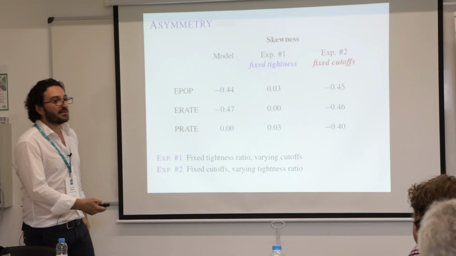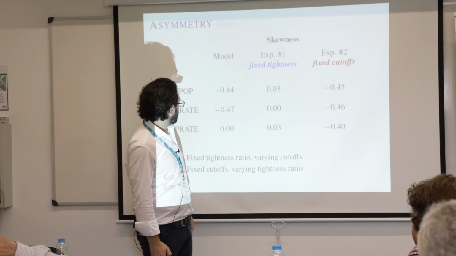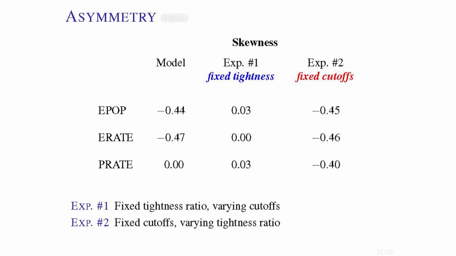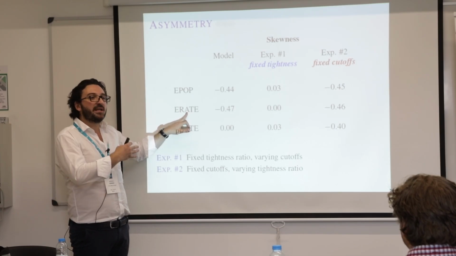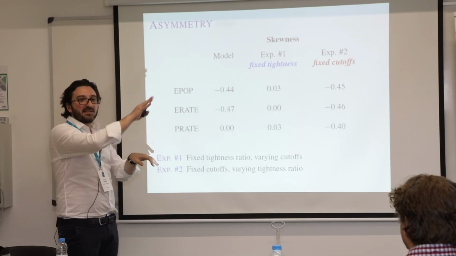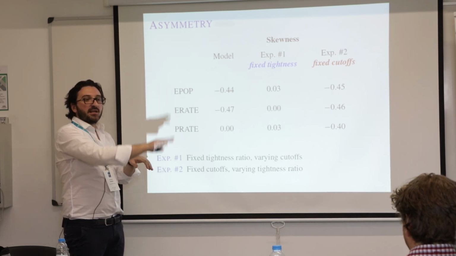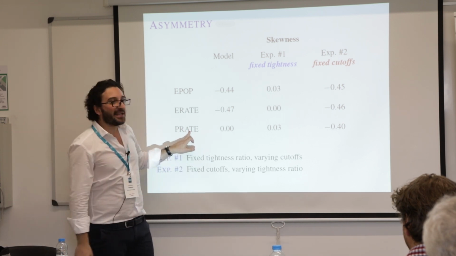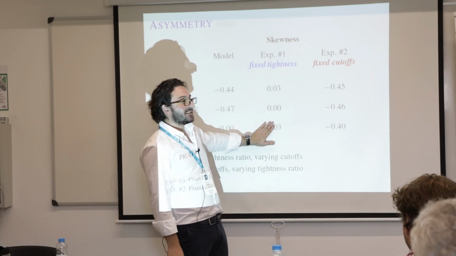Now, if you look at skewness, I did the same exercise that Victor doesn't like much, but let's keep it the way it is. It seems that when you fix the two cutoffs and you let the tightness ratio vary, so that frictions vary over the business cycle, you basically get the negative skewness in the employment rate. So it seems the key driving force of the asymmetry in the employment rate that I was showing at the beginning is about how the tightness ratio and the extent of frictions change over the business cycle. Okay?